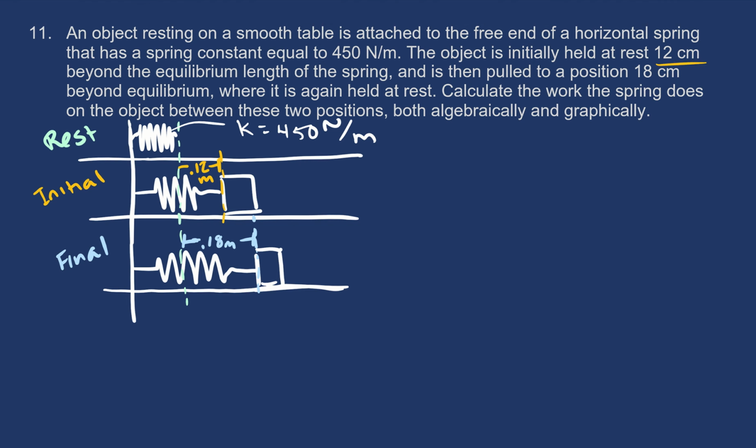So somebody's holding this 12 centimeters beyond the resting length of the spring. And then it's pulled to a position 18 centimeters beyond equilibrium. So it's pulled 0.06 more meters to some final location. And then again, it's held at rest. And you're supposed to calculate the work the spring does on the object between these two positions.